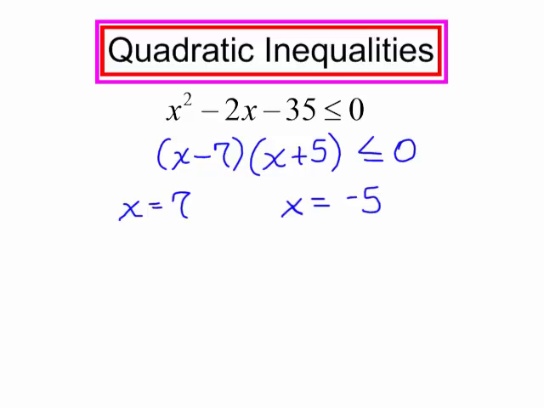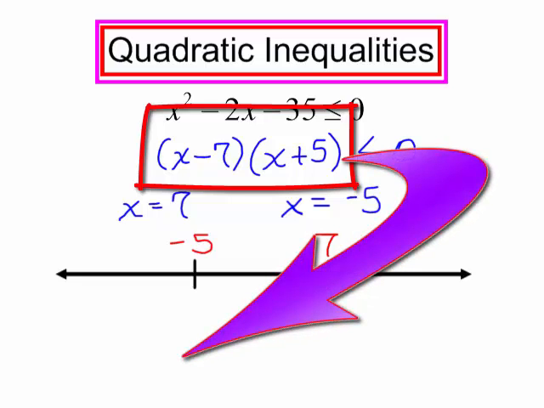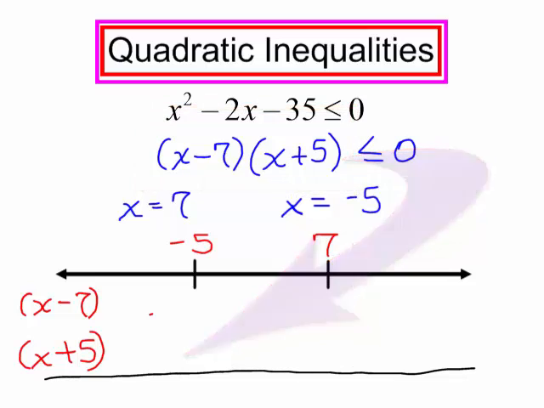So we need to take these numbers and place them on our number line. Make sure you put these boundary numbers in the correct order. This is a number line. And then I'm going to take my binomials, x minus 7 and x plus 5, and I will put them to the left of my number line. And we are going to fill in each of these sections with positives or negatives.